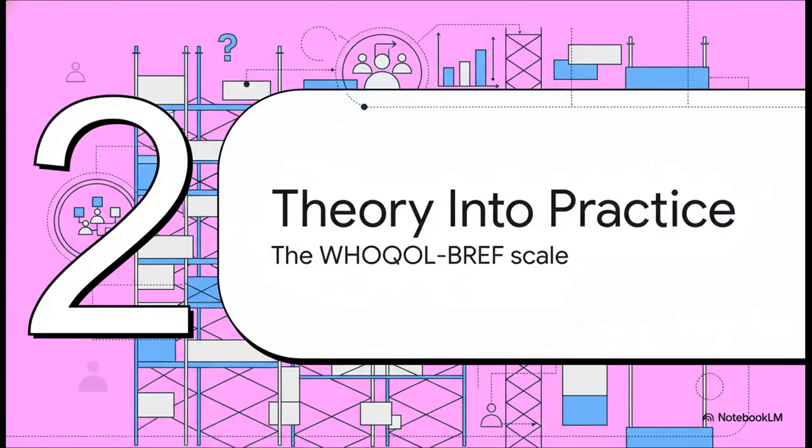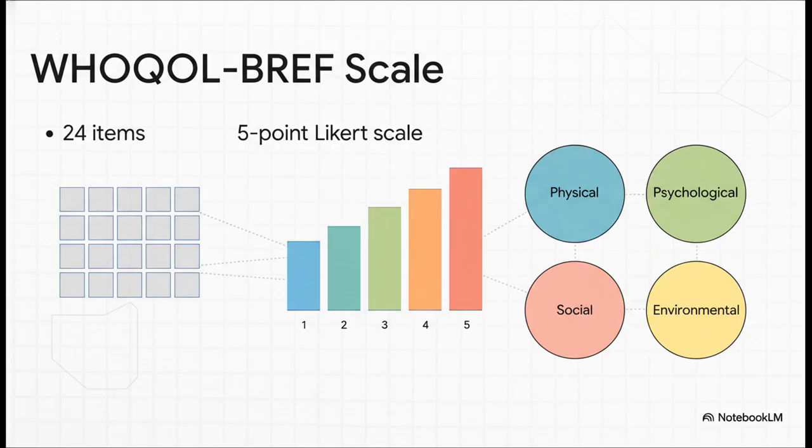Okay, so this all sounds great in theory, right? But what does it actually look like when the rubber meets the road? Well, let's take a look at the tutorial example from the source, which uses a really well-known instrument, the WHOQOL-BREF scale. This is just the perfect real-world case study. It's a quality of life scale, it's got 24 items, it uses a 5-point Likert scale, and it has this really well-established 4-factor structure. I mean, this is the classic CFA problem that thousands of researchers face every single year.